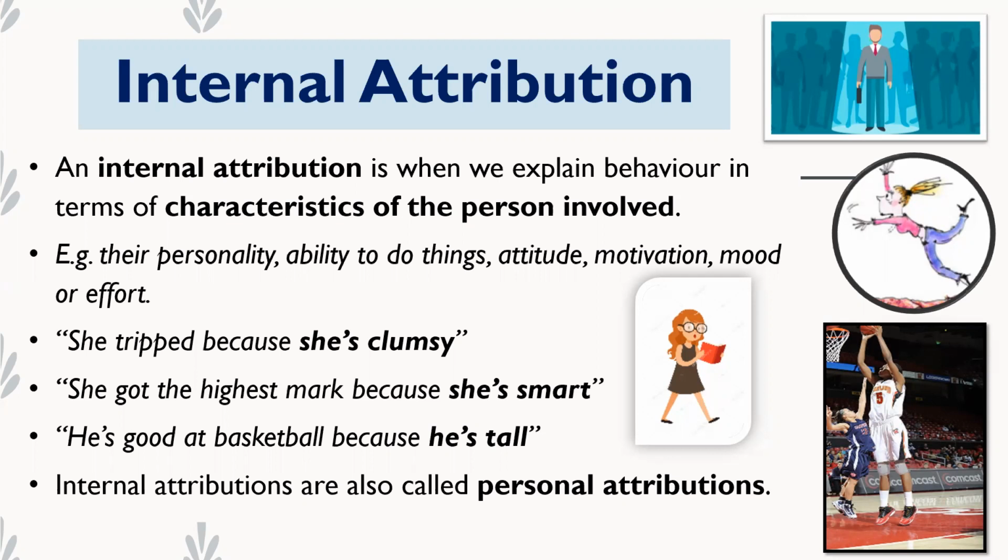Okay, so the next example is Tom was unable to achieve the final goal for his team to win the game. So think about an internal attribution we might make there, in terms of characteristics of the person involved. So characteristics of Tom involved.